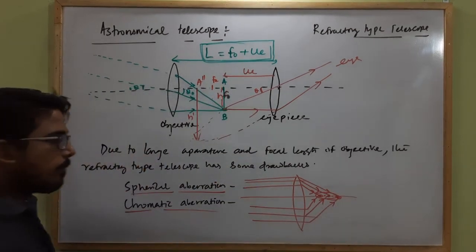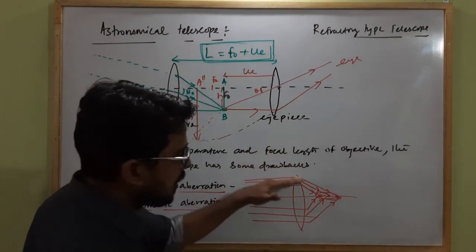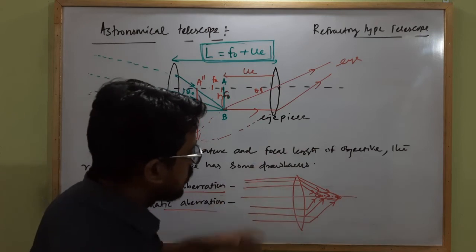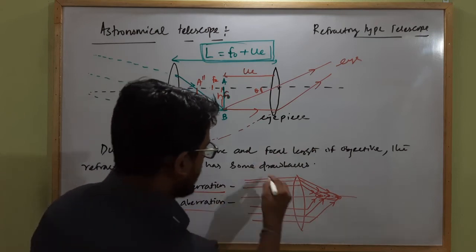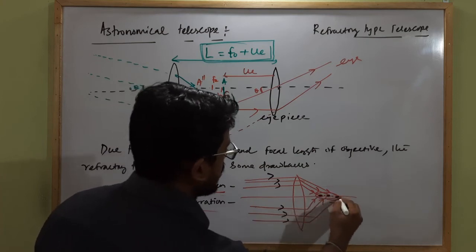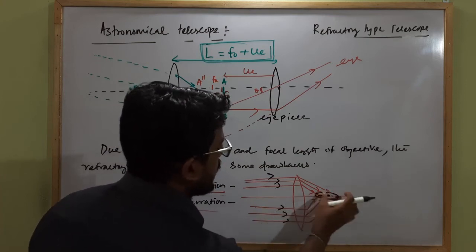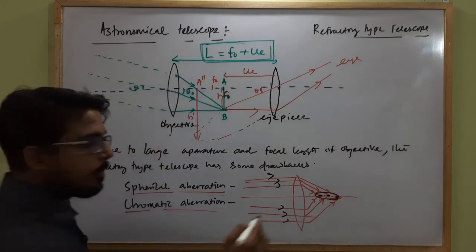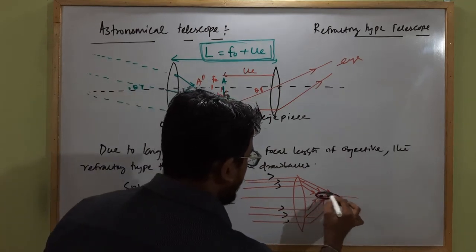Clear? As the aperture is very large, not all the rays remain paraxial. So the rays which are coming parallel to the principal axis, after refraction, will converge at different locations, due to which we will get a view of different images which combinedly form a blurred image.